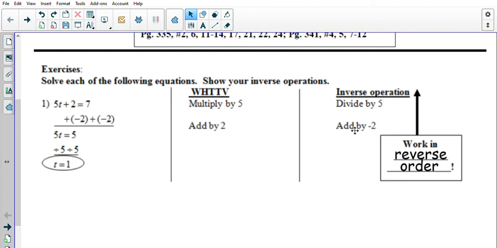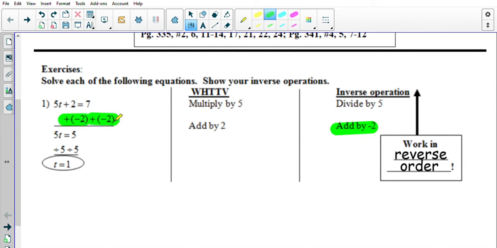So we undo what was done last to the variable. The last thing that I did to the variable t was I added 2. That's the first thing that I'm going to undo. So I'm actually going to begin by adding -2. Let me go ahead and highlight that for us. I'm going to begin by adding -2 to both sides. So you can see that I do that on the left and on the right.